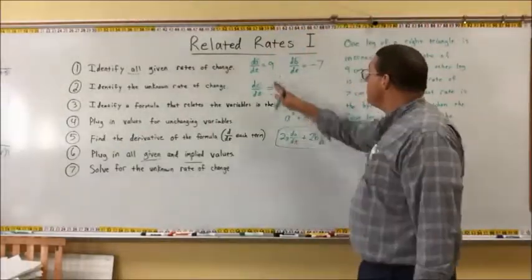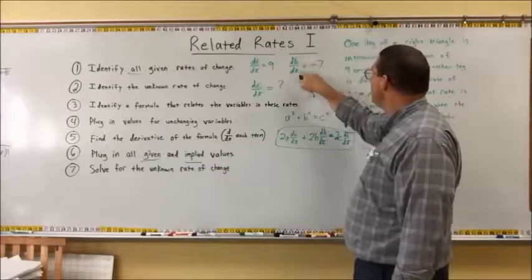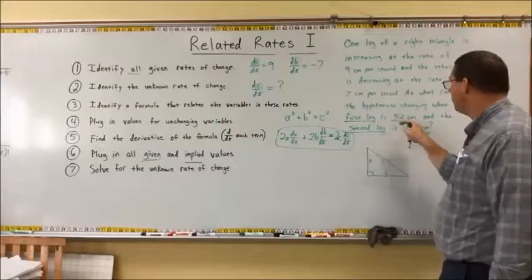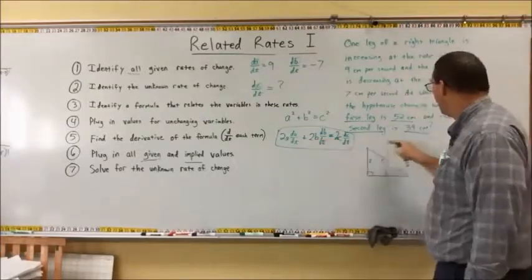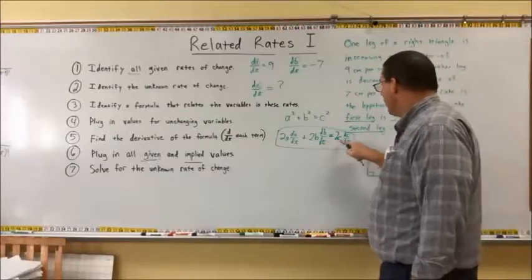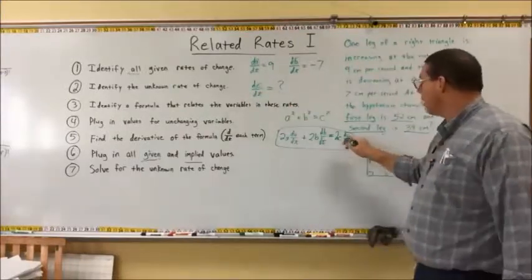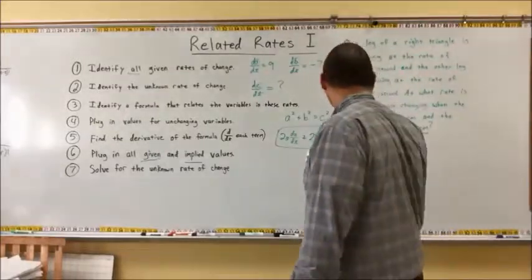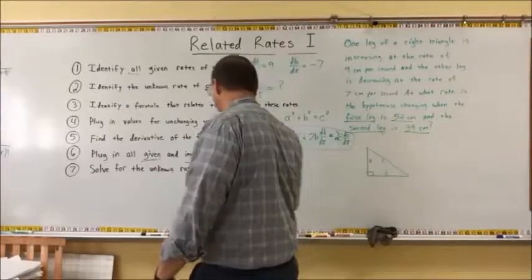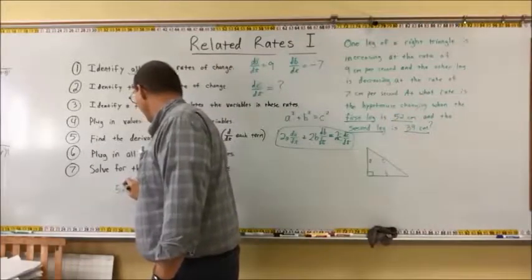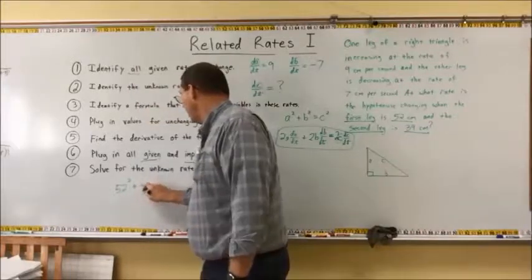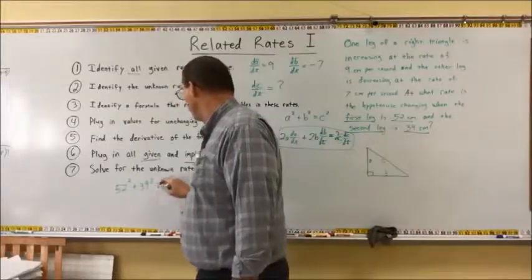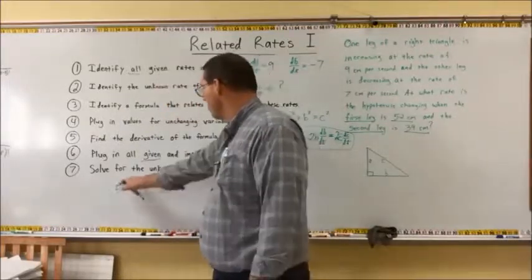So they gave me dA/dt, which is 9. They gave me dB/dt, which is -7. They also gave me the length of the first leg, A, which is 52. And they gave me the length of the second leg, which is 39. I'm solving for dC/dt, so I need to know the length of C. What's the length of the hypotenuse? Well, I can use the Pythagorean theorem for that. 52 squared plus 39 squared is equal to C squared. So really it's going to be the square root of the sum of those 2 squares.